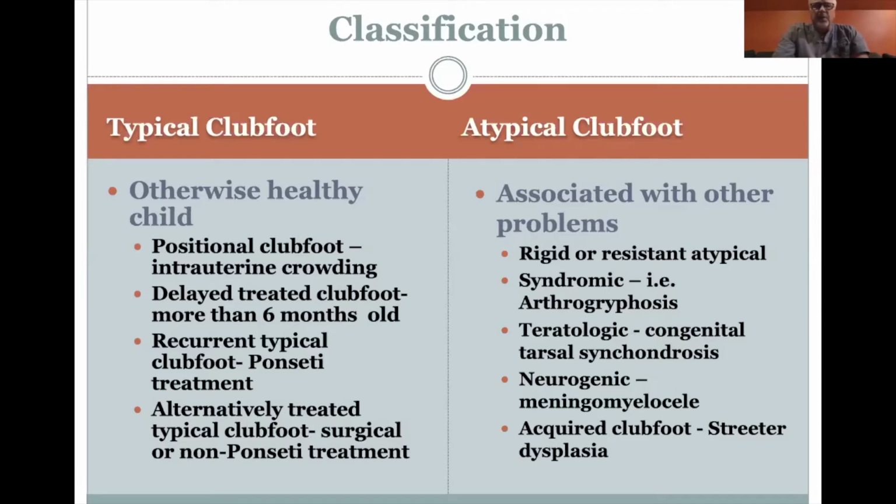Atypical are problems associated with other problems. These are going to be more rigid or resistant type. These are usually associated with different syndromes, like arthrogryposis, which is a very common one. They can be teratologic, congenital tarsal chondrosis. It can be neurogenic, meningomyelocele, or it can be an acquired clubfoot like Streeter's dysplasia.